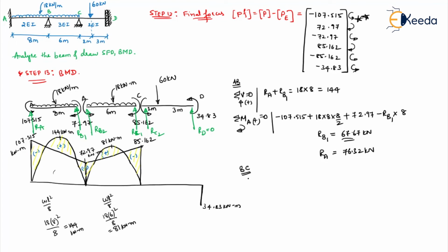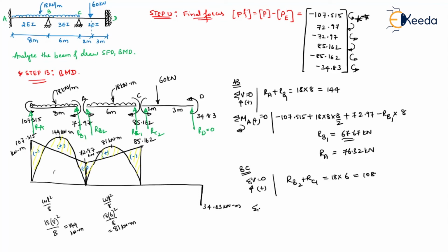Okay, so first is summation V equal to 0, all upward forces positive. So what will happen here? RB2 plus RC1 will be equal to 18 into 6. So it will be 108.